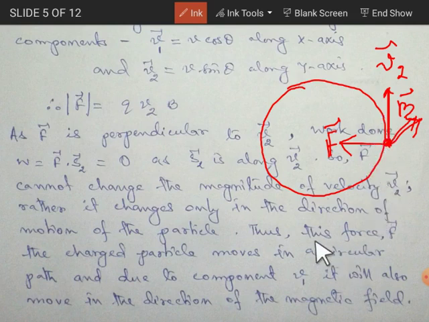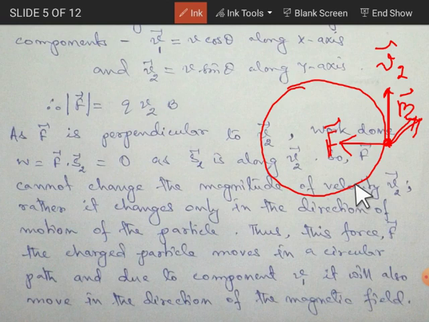Okay, so what happened? The force F acting on the charged particle moves it in a circular path due to the component V2, and due to the component V1, it will also move in the direction of the magnetic field. It moves in a circular path like this, and while moving along the circular path, the charged particle will also move in the direction of the magnetic field.